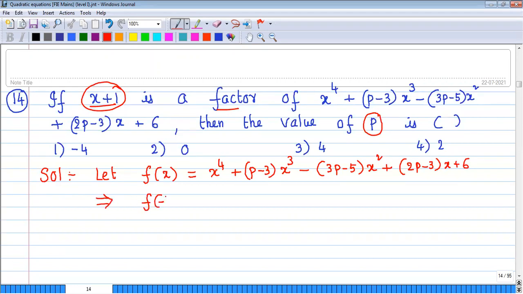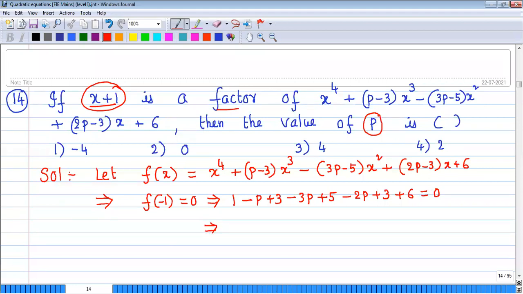f of minus 1 equal to 0. Put x equal to minus 1 and equate it to 0 so that we get the p value. Minus 1 to the power of 4 is 1. Minus 1 cube is minus, but minus into p minus 3 gives minus p plus 3. Minus 1 square is plus 1, but minus 3p plus 5. Minus 1 into 2p gives minus 2p, and plus 3 and plus 6 must be equal to 0. Just simplify, that's all. You will get the answer.